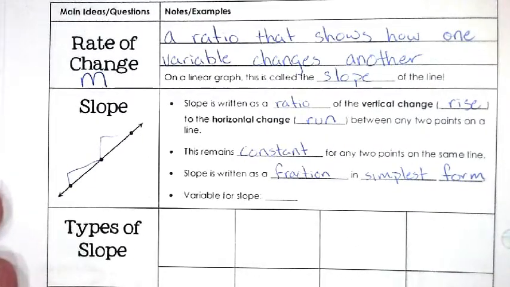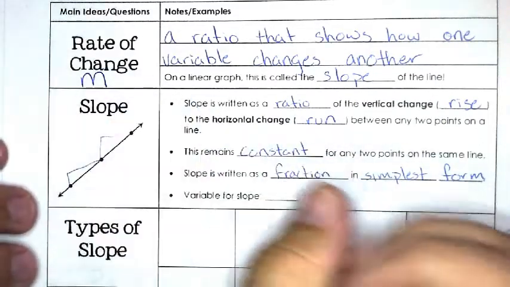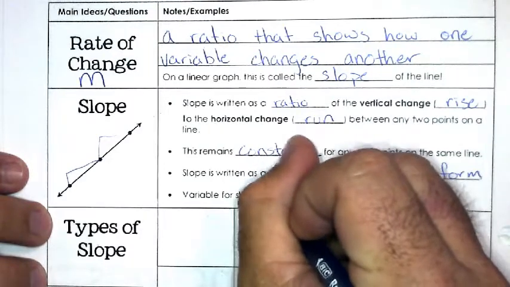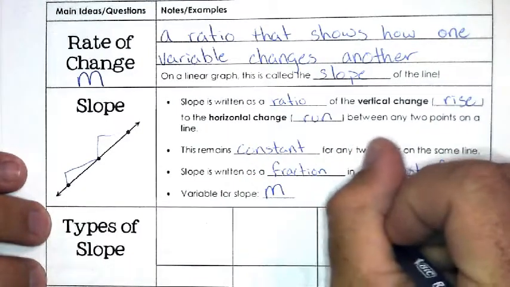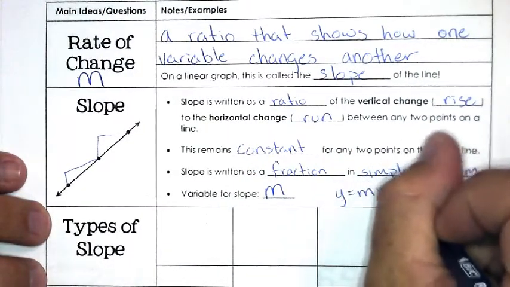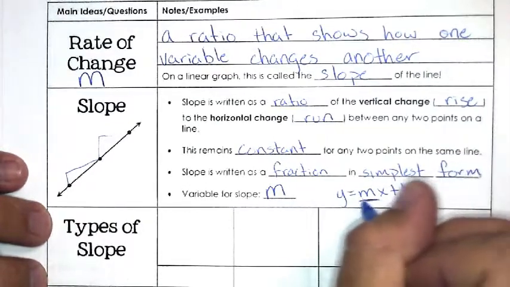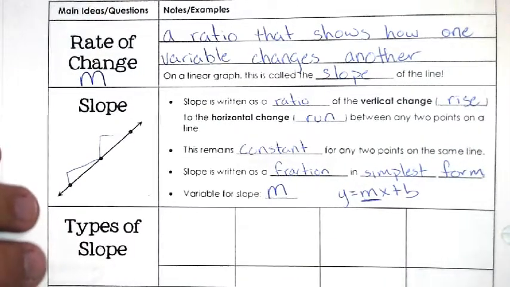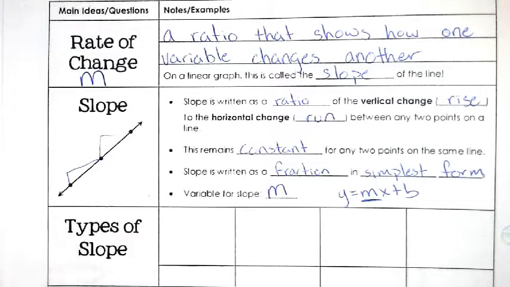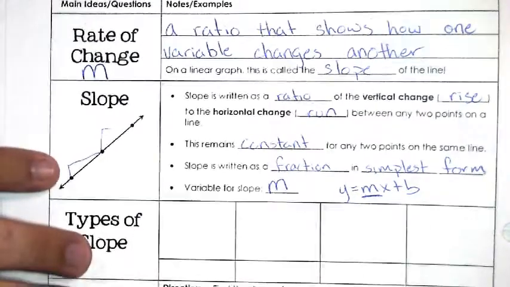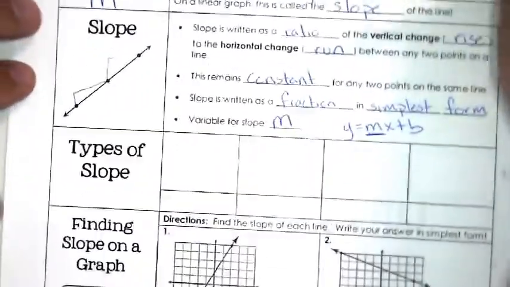Now again, we're starting our linear functions unit. That is y equals mx plus b. Today we are highly focused on slope, which is the variable m in y equals mx plus b. We're focusing on the m today. Now this should be like a review from last year.